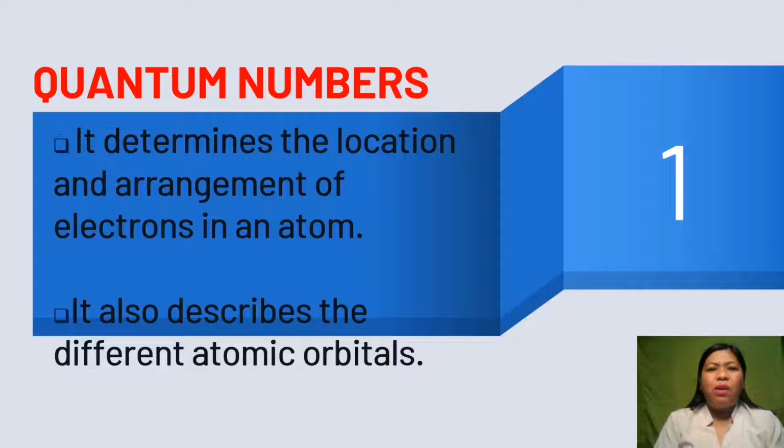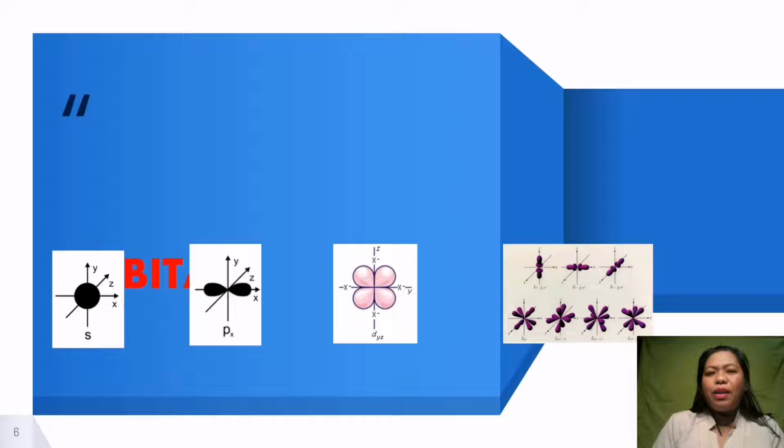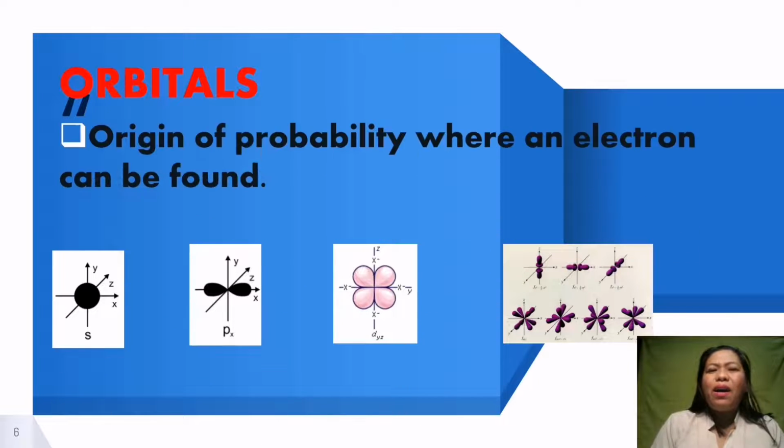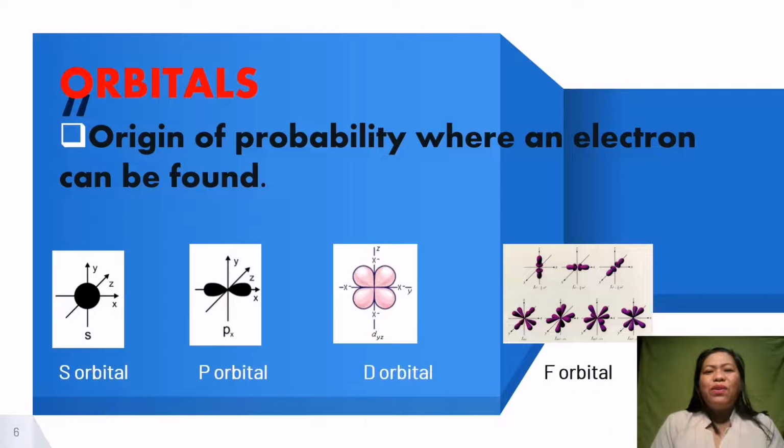But here, we mention the word orbitals. If we look back, an orbital is the region of probability where an electron can be found. In our previous lesson about writing electron configuration, we discussed that we have 4 types of orbitals. These are the s, p, d, f orbitals with different shapes.